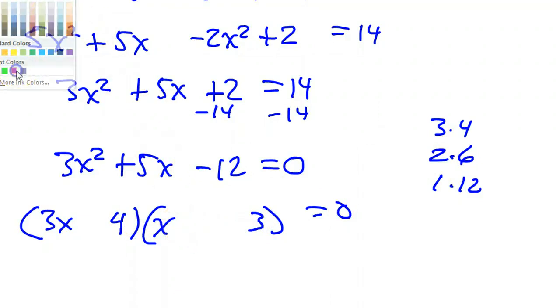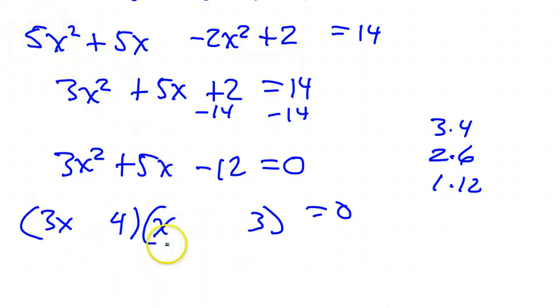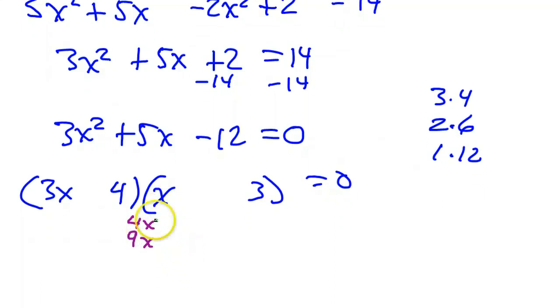Now remember, the inner plus the outer has to equal the middle. So right now, inner I have 4x, outer I have 9x. Is there a way that I can get a positive 5x out of that? Yes. If I have a negative 4 and a positive 9, that'll make positive 5. So here's my negative 4, and a positive 3 would make the positive 9. Will that give us negative 12? Yes, a negative times a positive is a negative. So there, we factored it correctly.